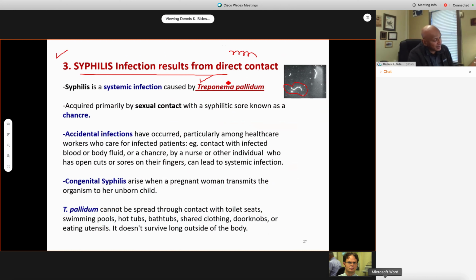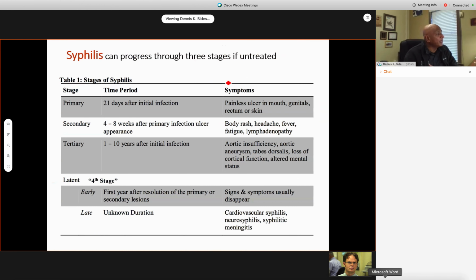And I want to talk about this disease from 3 different perspectives, 3 different stages of the disease. You can read all of that here. But people who have syphilis, the disease can progress through 3 stages: primary, secondary, tertiary, and the latent stage, which is basically after the first year of infection. There are 2 forms, early and late, but this is what I'm going to focus on here. So let's go through this disease.